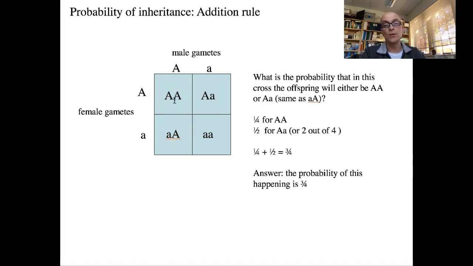And so the way that you can use the addition rule here is to add 1/4 plus 1/2, and that is 3/4. So in this little cross here, we can count this 1, 2, 3, right? Those are the 3 possibilities where the probability of having at least one big A is given. So there's a 3/4 probability of this happening when you use the addition rule of 1/4 plus 1/2.